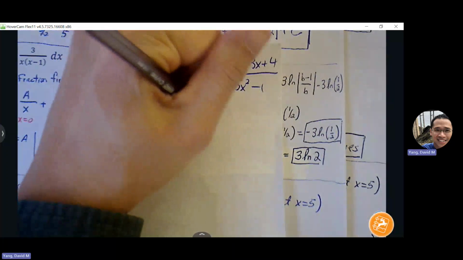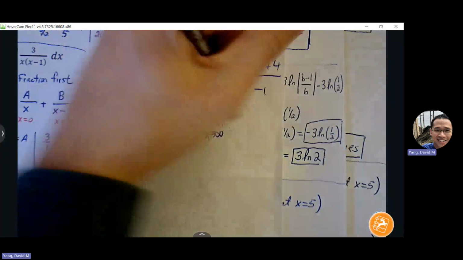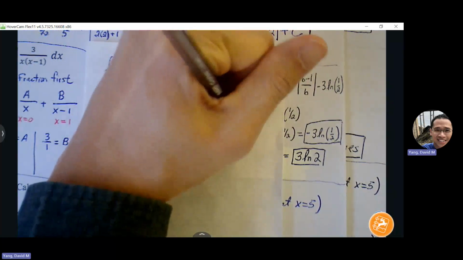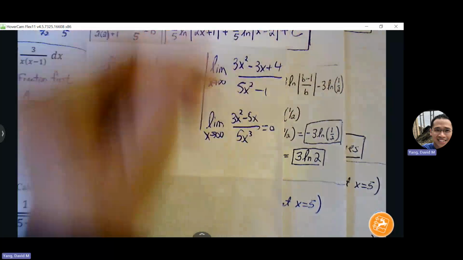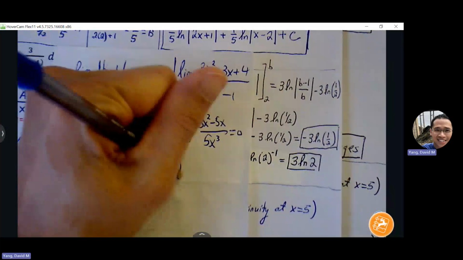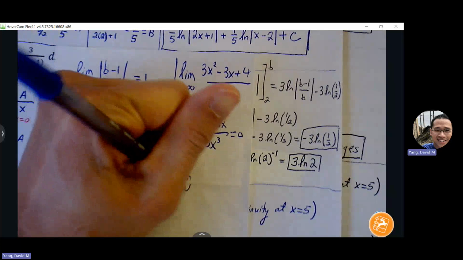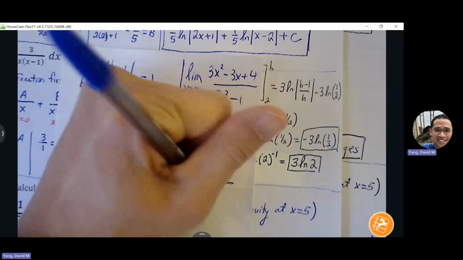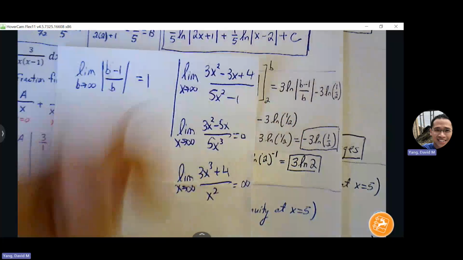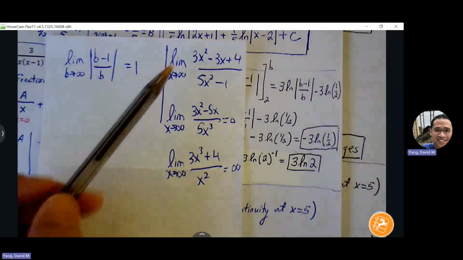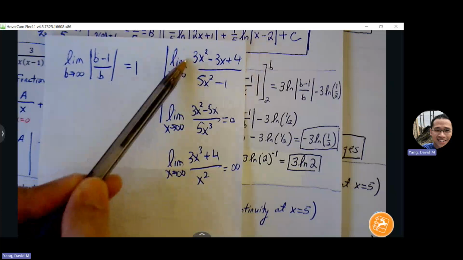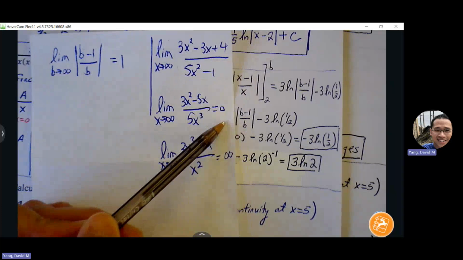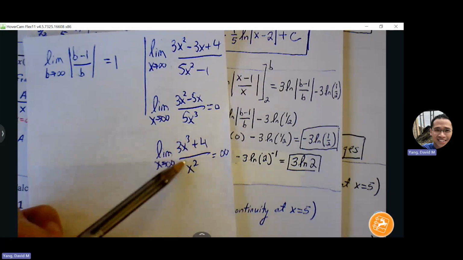So if I had limit as x approaches infinity of 3x squared minus 5x over 5x cubed, that's equal to 0. And if it was limit as x approaches infinity of 3x cubed plus 4 over x squared, this is infinity. You compare degrees. If degrees are the same, you take the ratio of the coefficients. If the degree in the denominator is higher, then it's always going to be 0. If the degree is higher in the numerator, then it's going to be infinity.